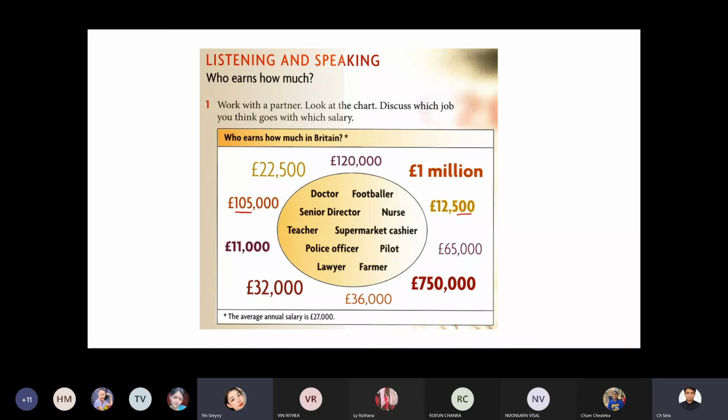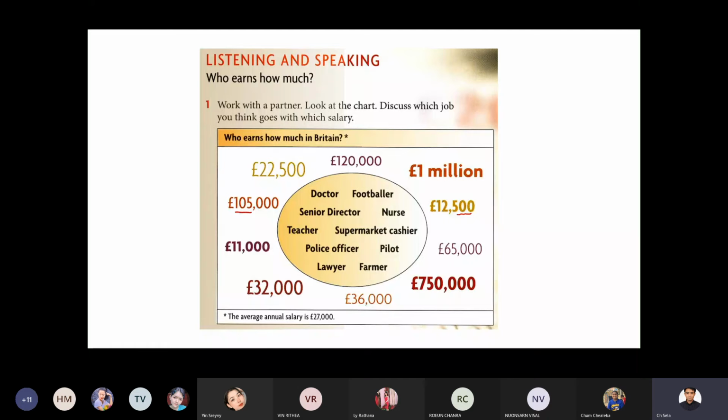750,000 pounds. Okay, good. 36,000 pounds. 32,000 pounds. This one. 11,000 pounds. 500. 105,000 pounds. This one, sir. 22,000. 22,500 pound. 11,000 pounds. No, where is 11,000 pounds? 120,000 pounds. Okay.